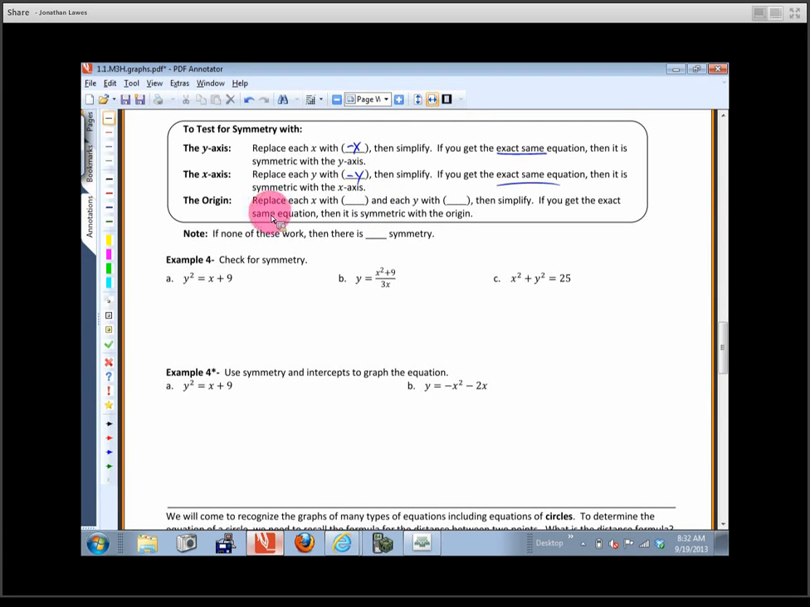Okay? And what if we wanted to do symmetry with the origin? Take a look here. What are we going to replace? Yeah, doesn't matter if you change right for left and top for bottom. If you simplify it and get exactly the same thing, then it's going to be symmetric with the origin. Okay? What if none of those work? Then there's no symmetry. No symmetry at all. Okay?